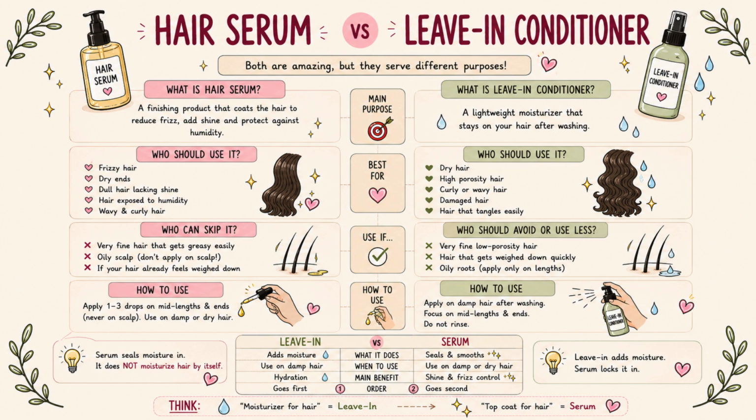By porosity, low porosity hair can go light on leave-in or skip it entirely since it can cause buildup, but serum in small amounts is fine. Medium porosity, both work well together. High porosity, leave-in is important for moisture retention, and serum helps seal that moisture in afterward. Many people actually use both. Leave-in first for moisture, then serum after for shine and frizz control.